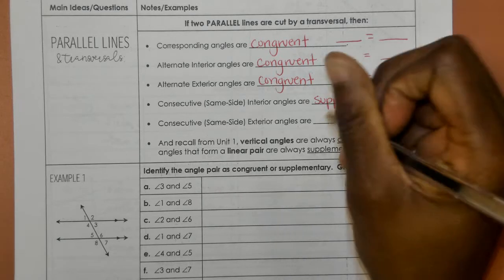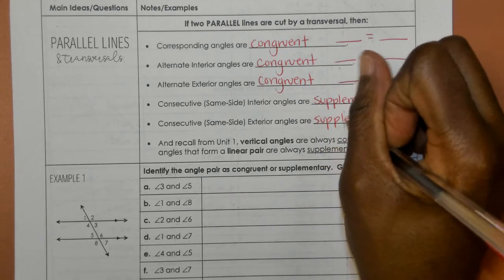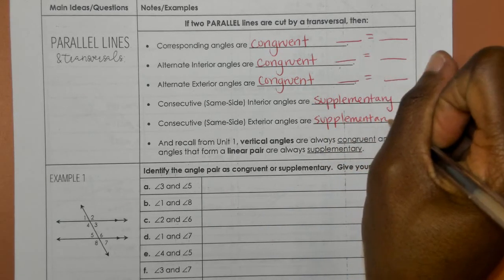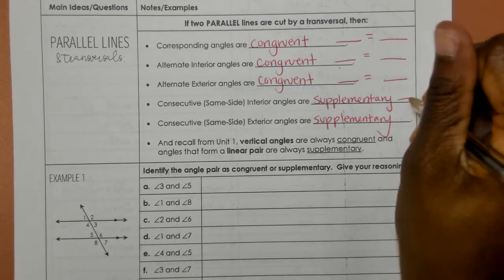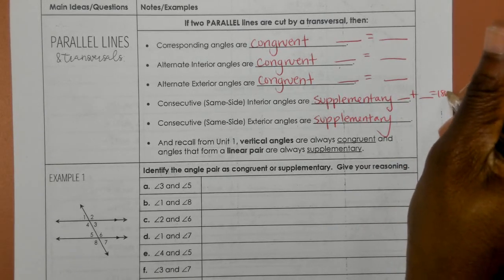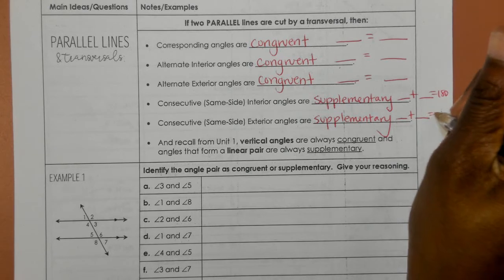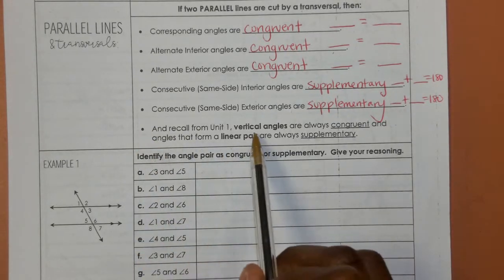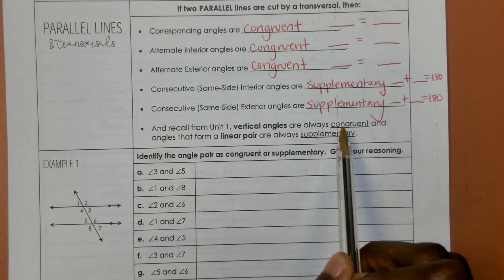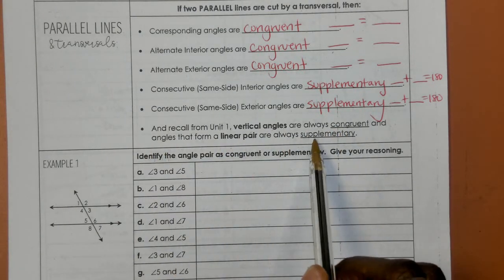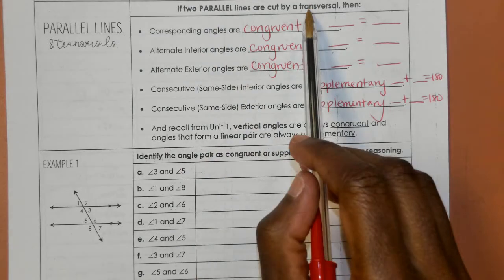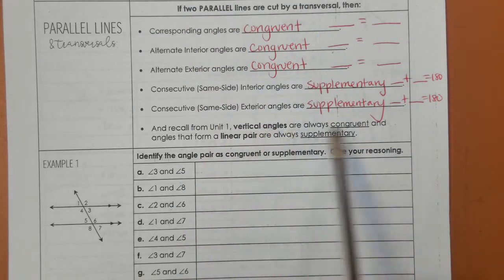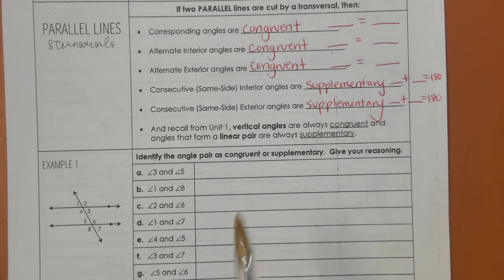Fortunately, we already have experience with these words, so we know the equations for them, or we should start to build on the equations for them. So this is blank plus blank equals 180 for both of these. And then from the previous lesson, vertical angles are always congruent and linear pairs are always supplementary, even if the two lines being transversed are not parallel, because these things are always true.